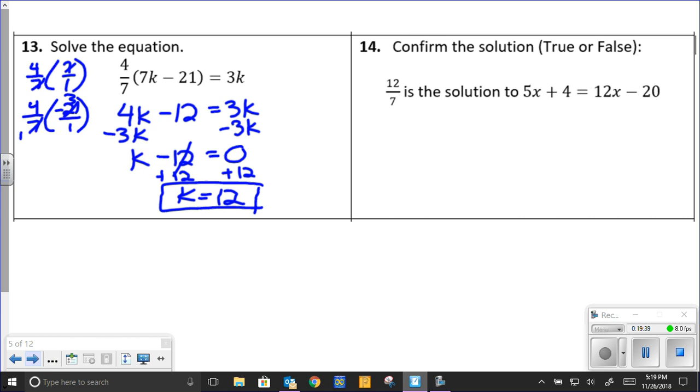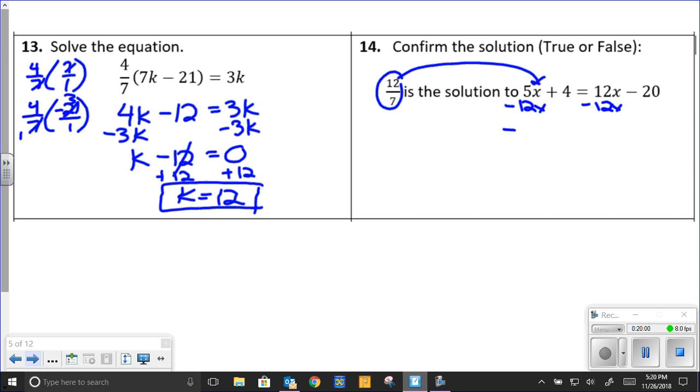Okay, this one here, you're confirming true or false if this is a solution. My best suggestion on how to solve this is to actually solve the problem. This is a hard number to try to go back and plug in for my x values. And then I've got a 5. It's not pretty. It's not going to be nice. Let's go ahead and just solve it and see what happens. Again, I'm going to get rid of my 12x first of all, and I'm going to minus that from both sides.